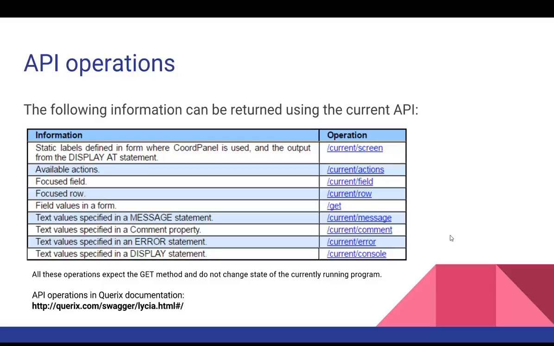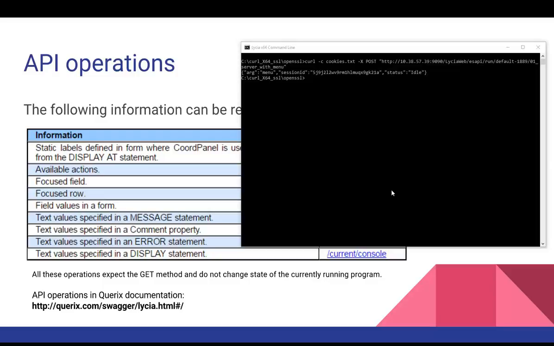We can get more information from the server using the current API. For example, we can get information about available actions, focused field or row, field values in a form, text values specified in a message, error or display statement. Note that all these operations expect the get method and do not change the state of the currently running program. Information about all API operations you can find in our Querix documentation.